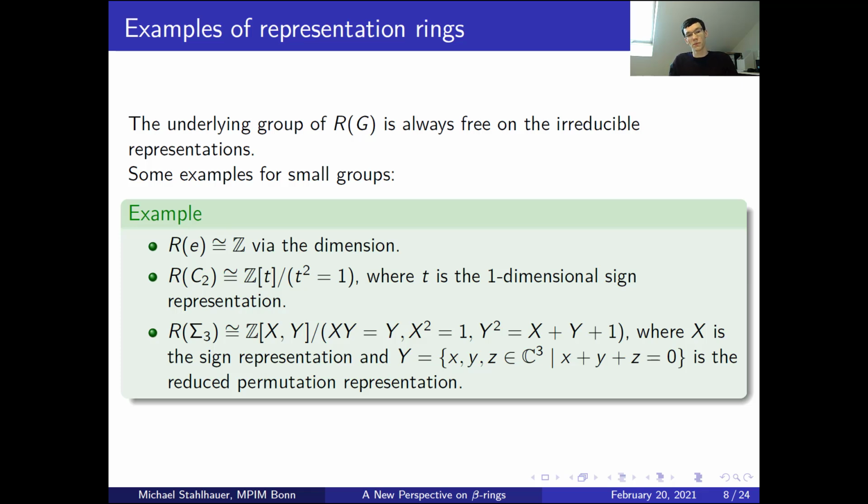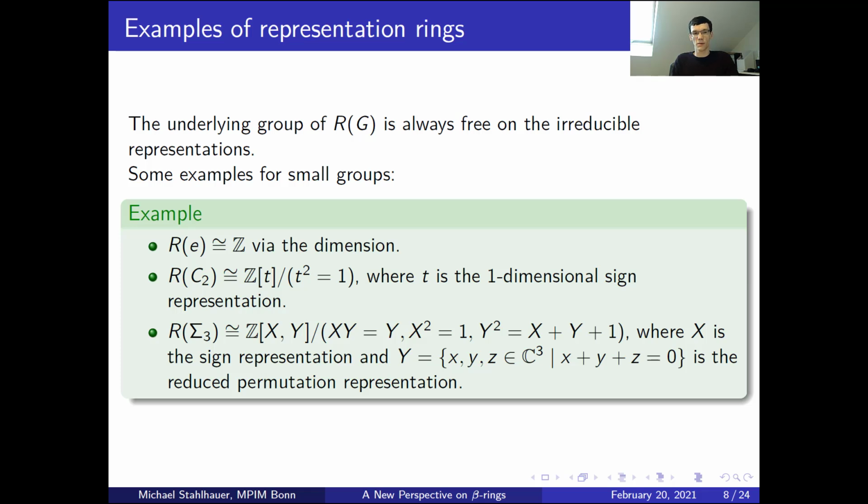For the cyclic group with two elements, we have two irreducible representations, namely the trivial one and the one-dimensional sign representation. Those are additive generators, and the multiplicative structure is governed by the fact that the square of the sign representation is trivial. Then for a little bit more complicated example, we can take the symmetric group on three letters. This has three irreducible representations, namely the trivial representation, the sign representation again, one-dimensional, and the two-dimensional reduced permutation representation, which I defined here. Those are additive generators, and multiplicatively the relations are as I wrote them down here.